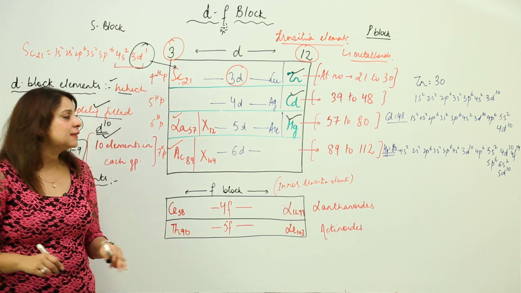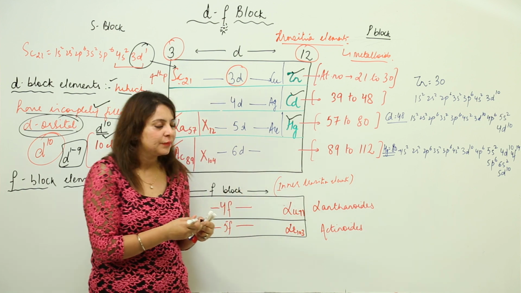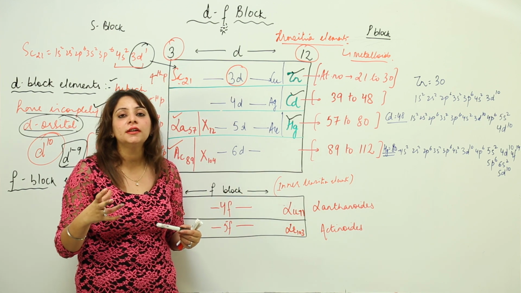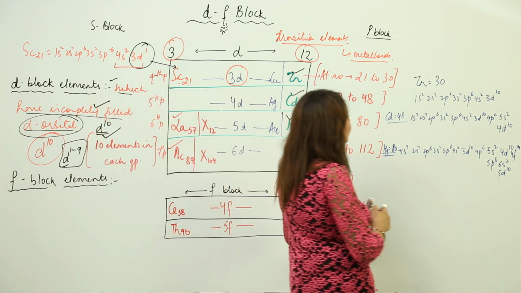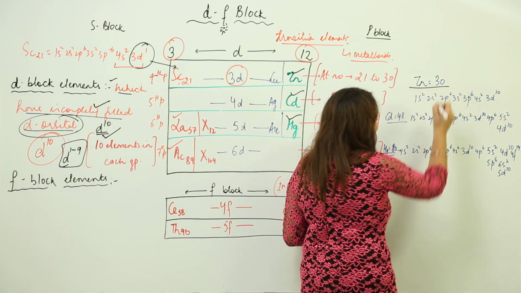And what are those elements? These are zinc, cadmium and mercury. So let's see what exceptional behavior they are showing. I have the configuration for you. This is zinc, atomic number 30.